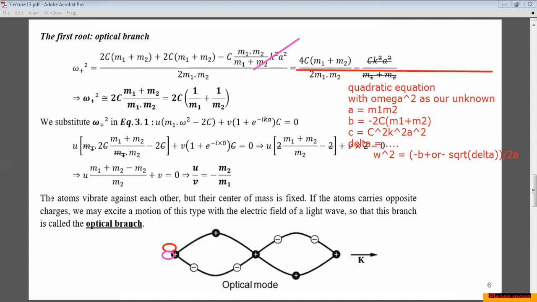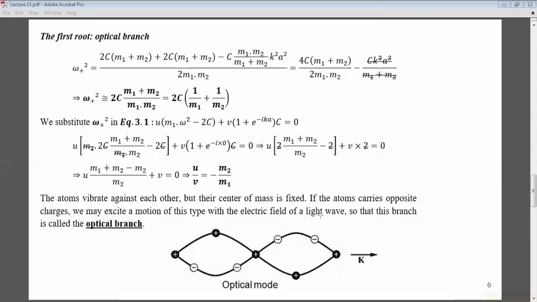What does this mean? This means that the atoms will vibrate against each other, but their center of mass is fixed. If the atoms carry opposite charges, we may excite a motion of this type with the electric field of a light wave, so this branch is called the optical branch. We call this branch, which is omega plus, the optical branch because the atoms are vibrating against each other, but their center of mass is fixed.